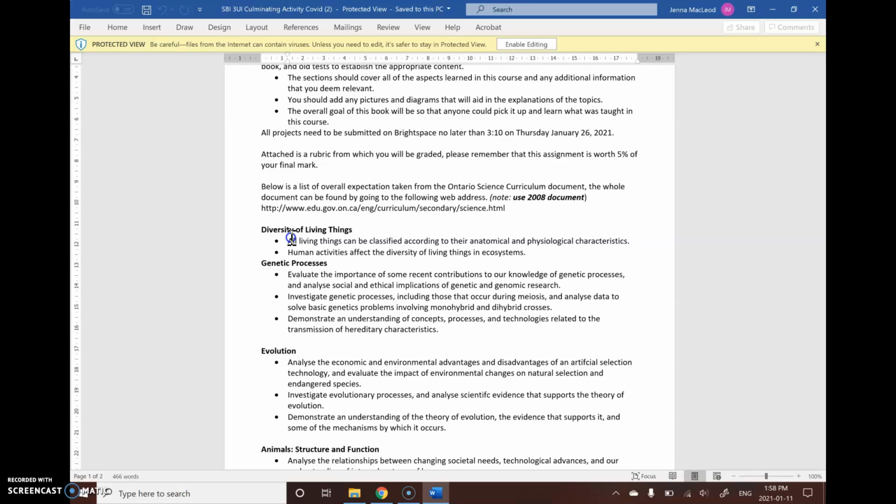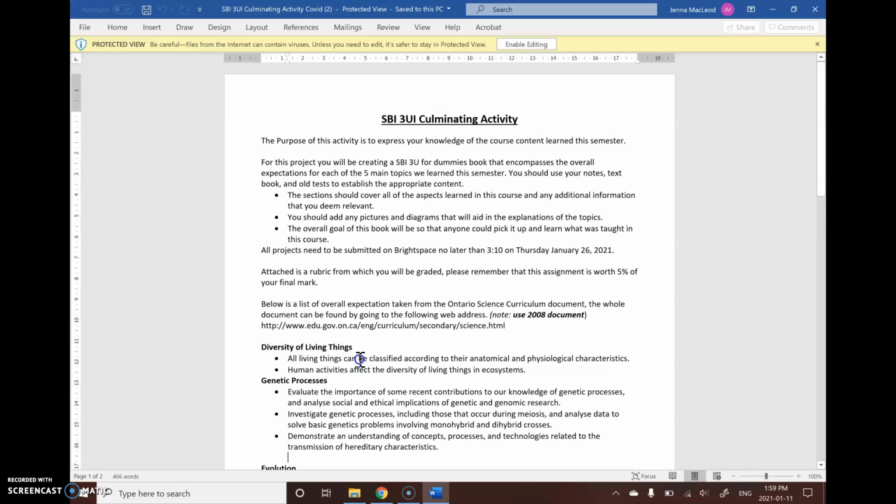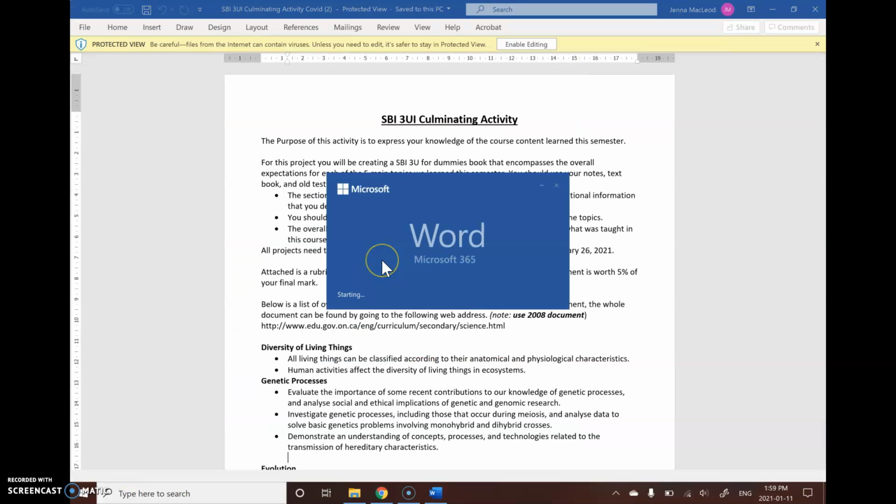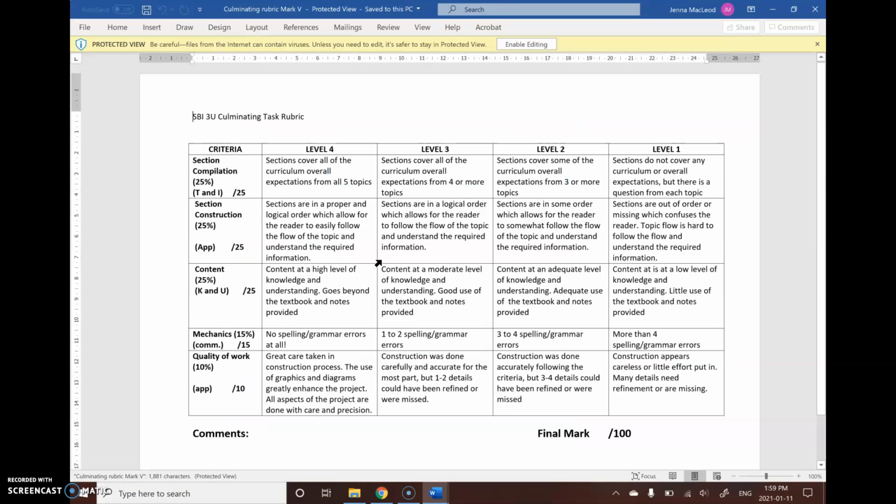If you use any sort of information you found in the textbook that you found helpful, or maybe online, you have to reference that at the end. Okay? All right, let's take a look at the rubric. Okay, so here's the rubric. You can take a look through it. I'm going to go over what a level 4 is.